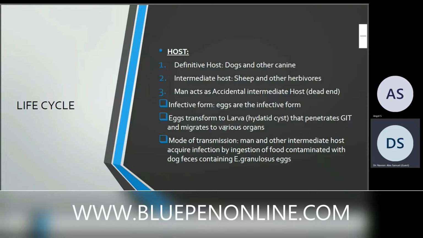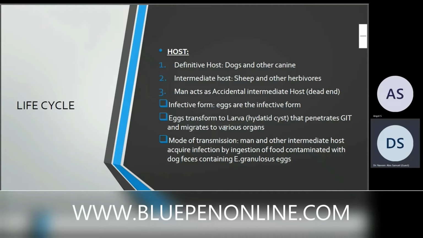It's called accidental intermediate host because man is not actually in the life cycle of Echinococcus granulosus, but man can get infected by eating the viscera of the infected sheep, or if food is stained with sheep feces or the dog's feces, and you consume the food and get the disease. Man is also called a dead end host because the end stage is the larval form, the hydatid cyst. It doesn't mature into the adult form to reproduce.